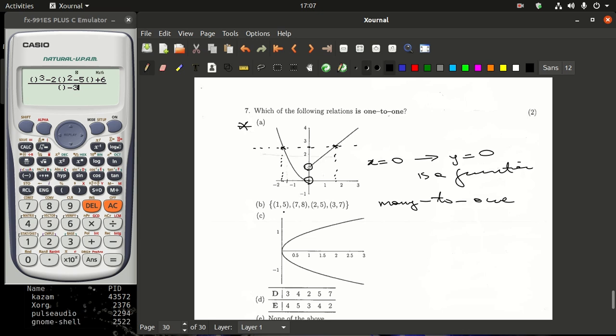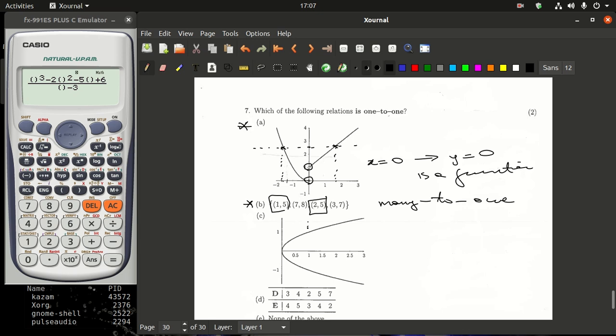And then if you look at B, you have 1 to 5, we have 7 to 8, we have 2 to 5. If you look at this part, 1 is mapped to 5. Look into this part, we have 2 is mapped to 5. So we still have many to 1, because this and that are different. So again, we have many to 1 here, not a 1 to 1, still out.